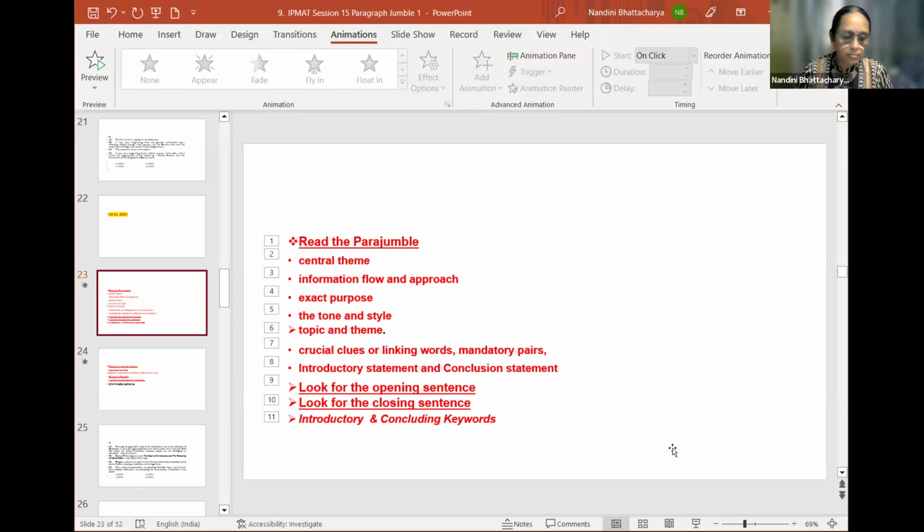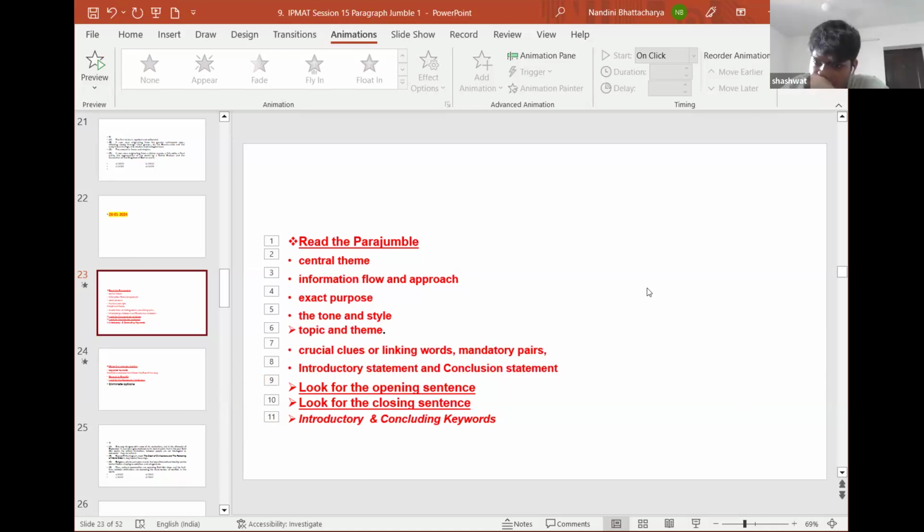So when we talk about para jumbles, para completion you did. Para jumbles are very similar to para completion questions, only that here, instead of one sentence missing in the paragraph and figuring out what that should be, we are required to arrange. All the sentences are given to you, nothing is missing. The only problem is they are not in the proper order, right?